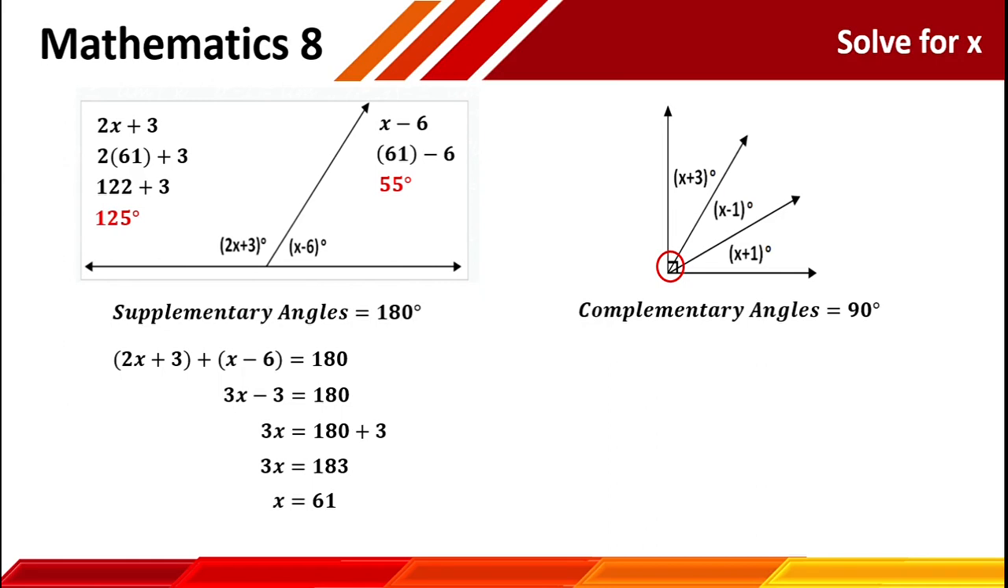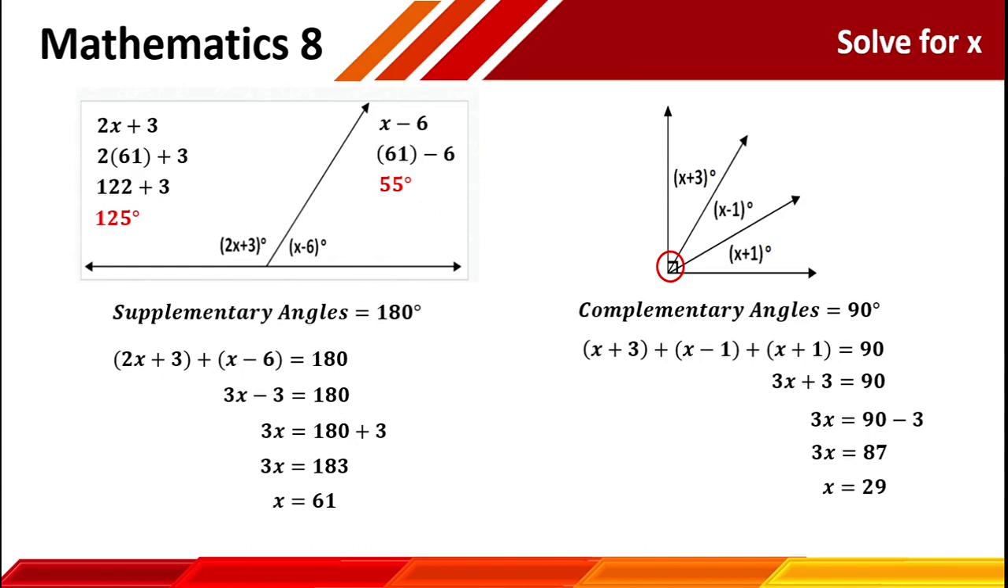So, to add these three angles, we have x plus 3 plus x minus 1 plus x plus 1 is equal to 90. Let's combine like terms, so we will have 3x plus 3 is equal to 90. Using the addition property of equality, we will have 3x is equal to 90 minus 3. When we simplify this, we will have 3x is equal to 87. To find the value of x, we will have x is equal to 29.